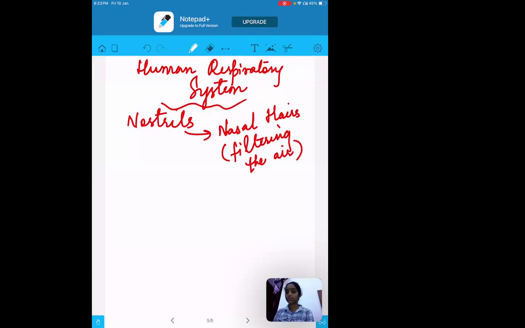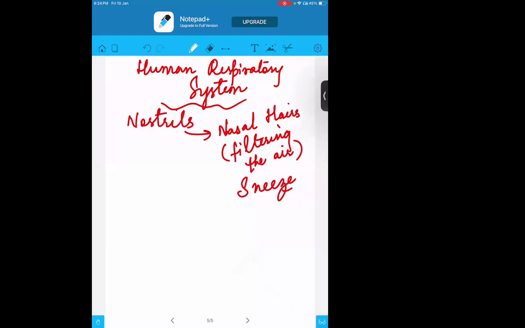And sometimes you immediately sneeze. Why is the sneezing there? It is because sometimes we take dust particles into our nose. And as soon as this dust particle comes and attacks the nasal hairs, they start creating a problem and we sneeze. It means we remove that dust particle outside through the sneezing.